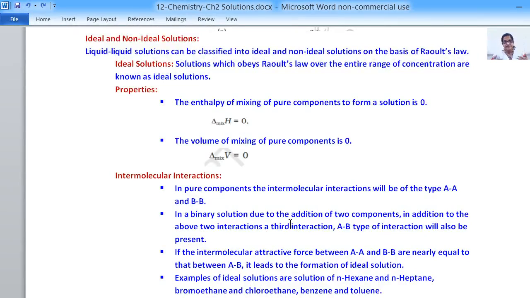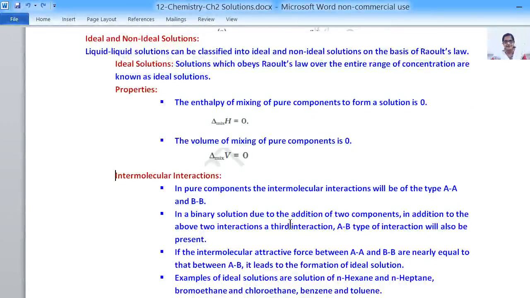Now, if the intermolecular attractive force between AA, BB is nearly equal to that between AB, then it leads to the formation of an ideal solution. That is, if the intermolecular interaction between AA and BB is almost similar to the AB interaction, the intermolecular force of attraction between AB, then we can say that the solution is an ideal solution.